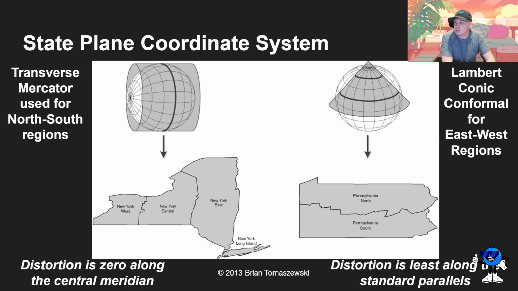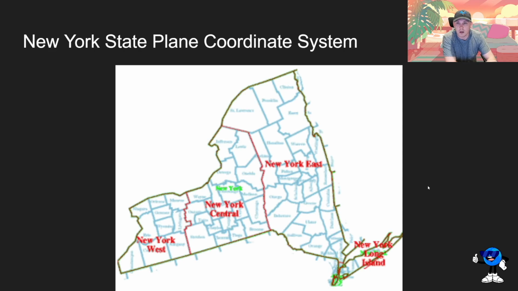To determine the coordinates for a point in the state plane coordinate system, you must first know which state the point is in, and then you must identify the zone within that state. For example, to map data from Miami, the state is Florida and the zone is Florida East, while Cleveland is in the state of Ohio and is in the Ohio North zone. This is how New York is divided up for its state plane coordinate system.